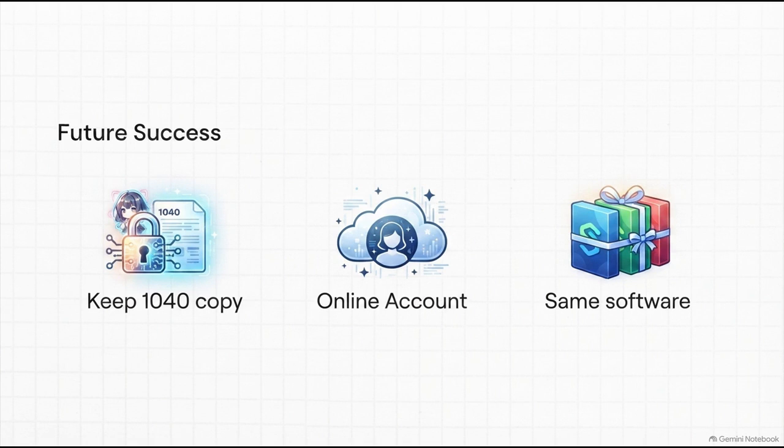Also, take maybe 10 minutes to set up an IRS online account at irs.gov/account. It gives you immediate access to your tax records, transcripts, and your prior year AGI without ever having to dig through old files. Finally, using the exact same tax software year after year often allows the system to automatically carry over your prior year AGI, which just makes for a totally seamless validation process.